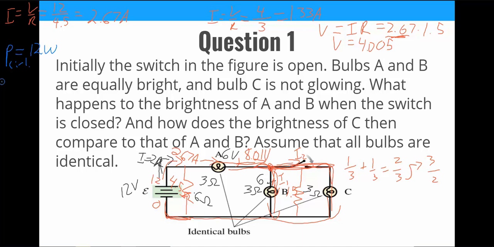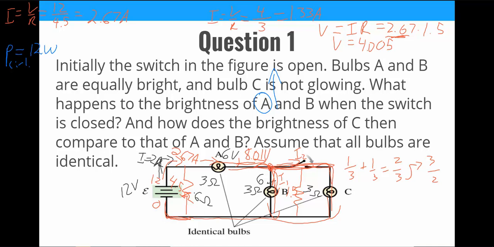Okay. So then it says, now what happens to the brightness of A and B when the switch is closed? Well, when the switch is closed, what happens to the current flowing through the first bulb? It's 2.67. It's more. And what happens to the voltage for the first bulb? It goes from 6 to 8. If I did 2.67 times 8, is that going to be more or less than 2 times 6? More. So A's brightness should increase, because the current flowing through it increased.